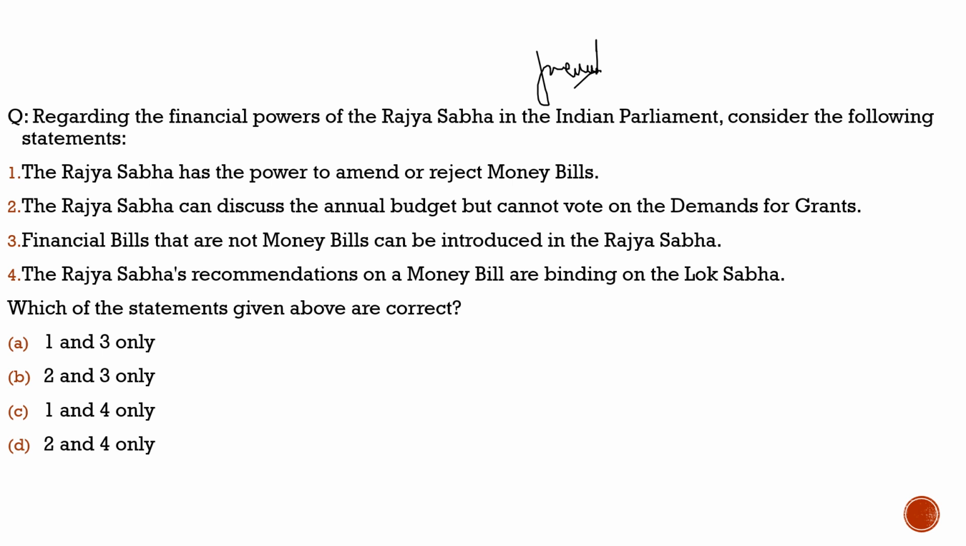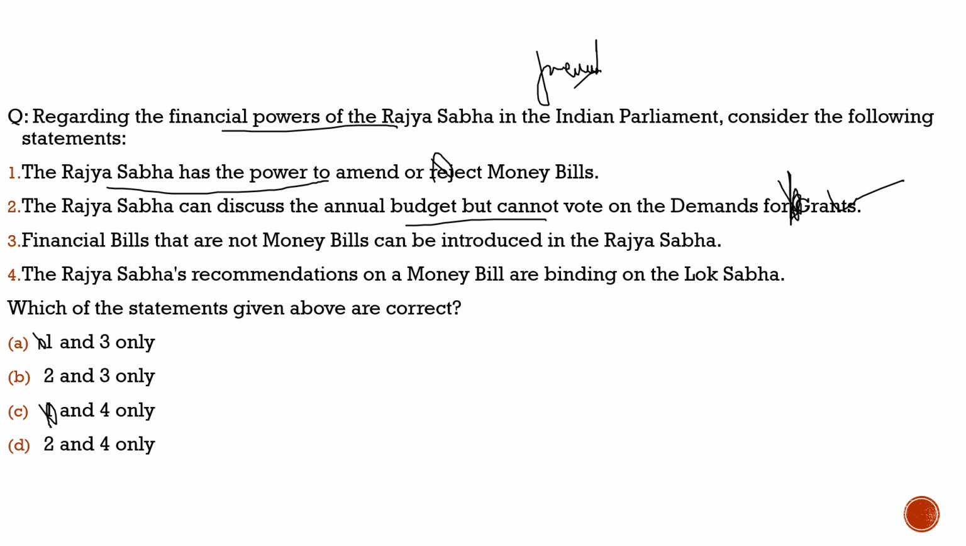The question says, regarding the financial powers of the Rajya Sabha in the Indian Parliament, consider the following statements. First statement, the Rajya Sabha has the power to amend or reject a money bill. Totally incorrect. First statement is incorrect. That means A and C are incorrect. Second statement, the Rajya Sabha can discuss the annual budget but cannot vote on the demand for grants. 100% correct. It cannot vote on demand for grants. So second statement is true.